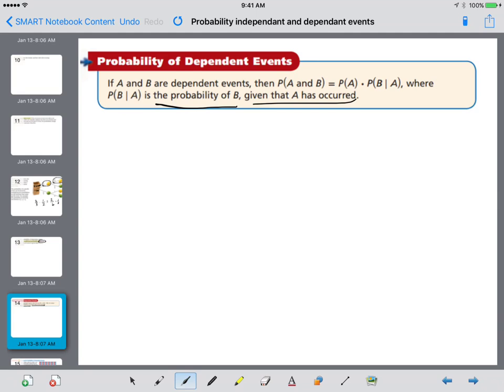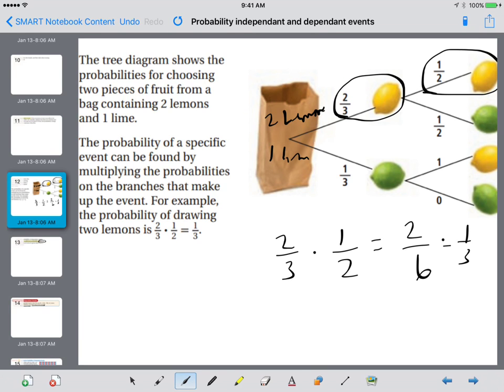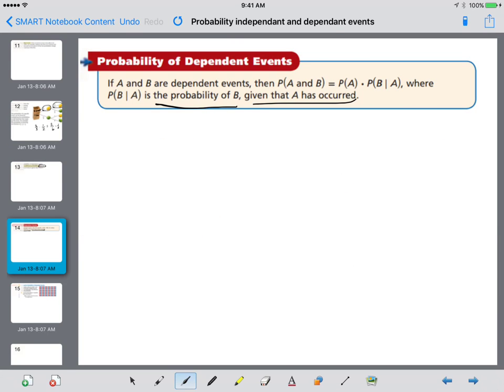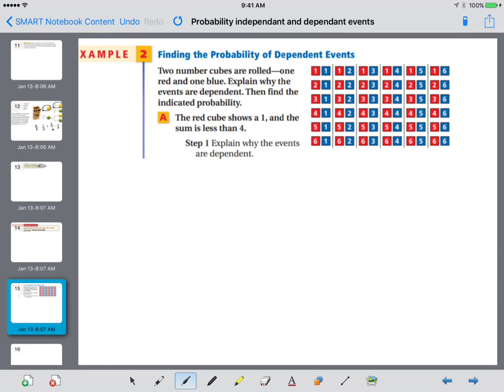So we assume that event A occurs in a dependent event. And then we think about, well, what would the probability of B become given that A occurred? So what would the probability of pulling out a lime be given that we pulled out a lemon to start with? Or what's the probability of pulling out a lemon if we already know that we're going to pull out a lime on the first try? So let me dive into an example here.